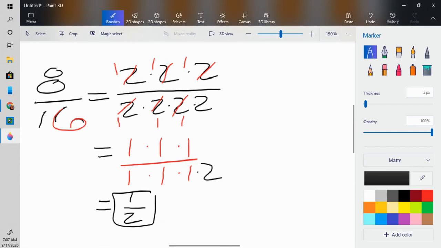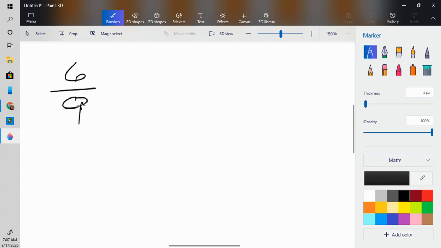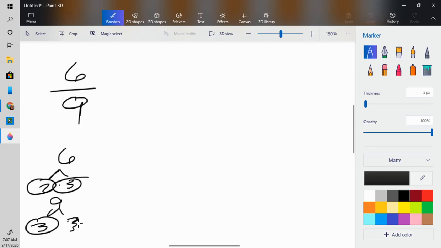6/9. We'll erase our board. Okay. There we go. 6 over 9. 6 is 2 times 3. Both of those are prime. 9 is 3 times 3. There we go. So when we write out 6/9, we write 2 times 3 over 3 times 3.